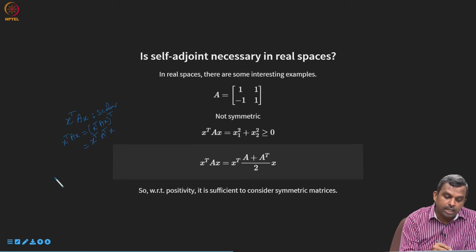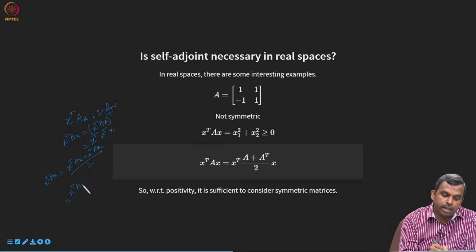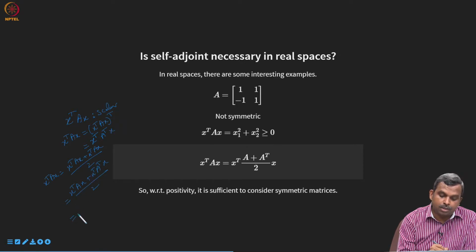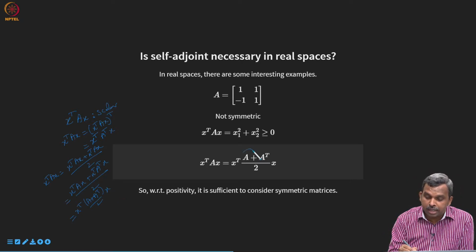So clearly x transpose Ax equals (x transpose Ax plus x transpose Ax)/2, which is equal to (x transpose Ax plus x transpose A transpose x)/2. One of these I change to the transpose. So that becomes the same as x transpose (A plus A transpose)/2 x. Now what is so nice about this, A plus A transpose by 2? This is symmetric.